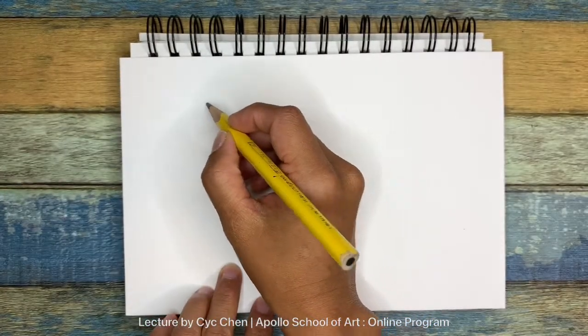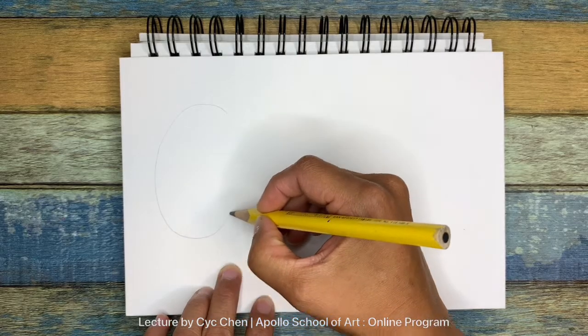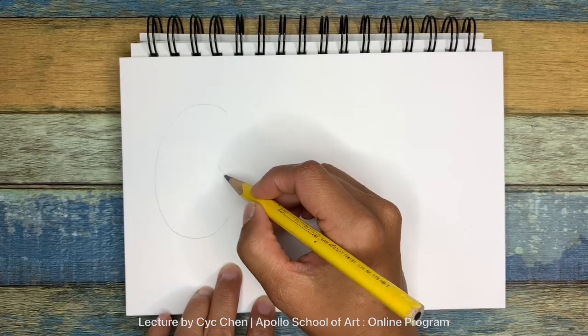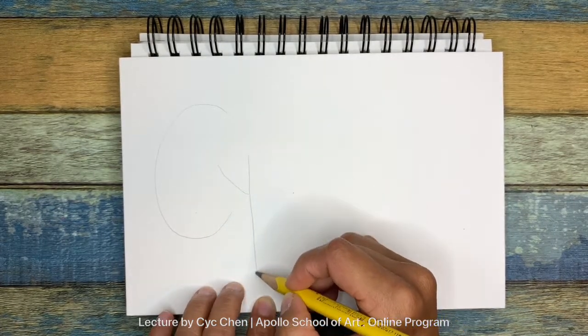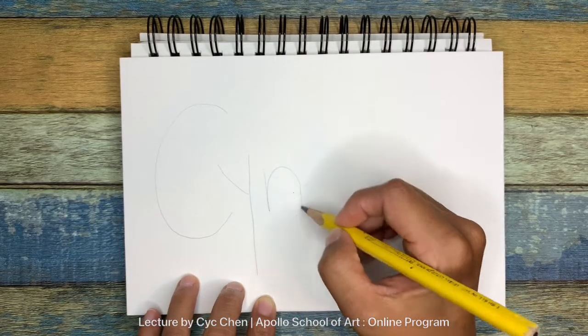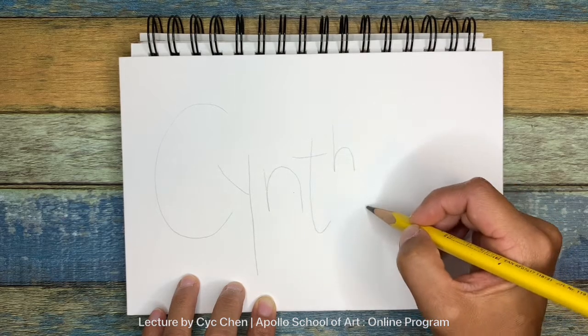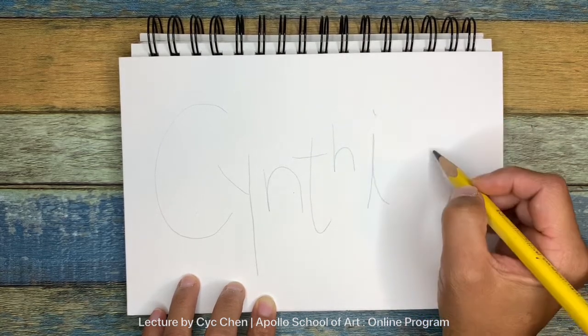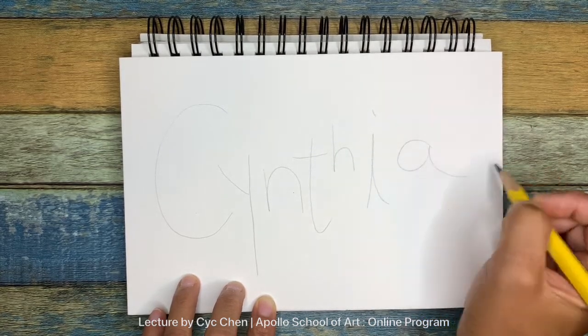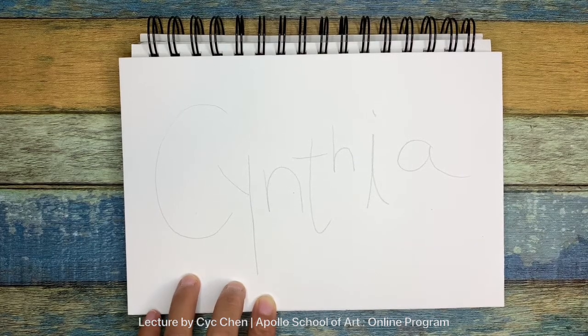I want my C to look this big. Then maybe the Y can get smaller. And E, H, I, A. But it is just the writing, not the bubble letters, isn't it?